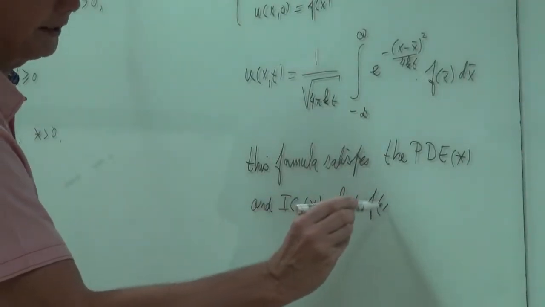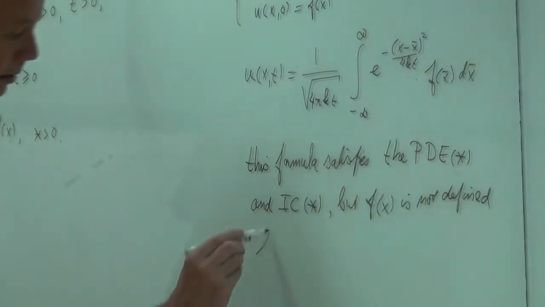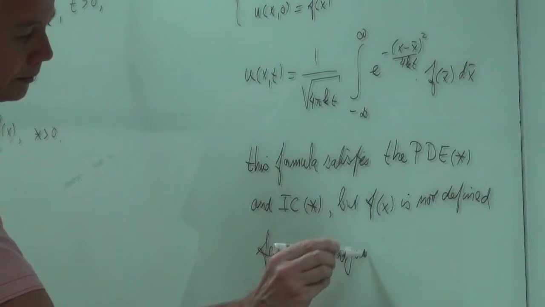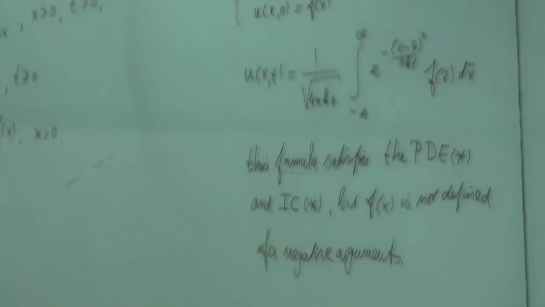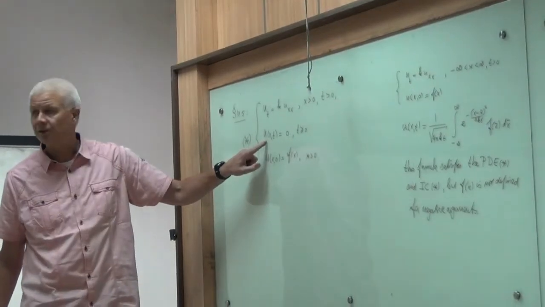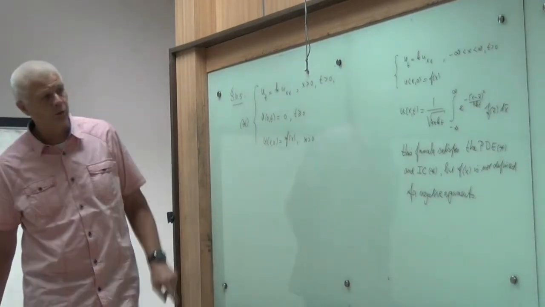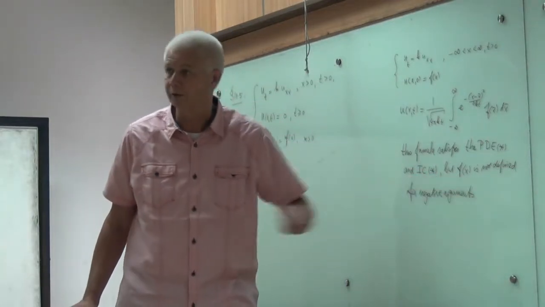but f(x) is not defined for negative arguments. Yeah, so there's still something that's not defined in that integral, although it satisfies the PDE and the initial conditions. But I here have an additional condition. I have an additional condition, u has to be 0 for x is 0. So that condition I can try to impose on this formula, and then most likely I will get my definition for f(x) for negative arguments.